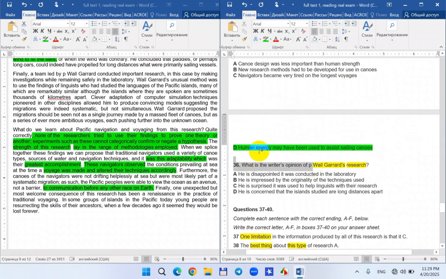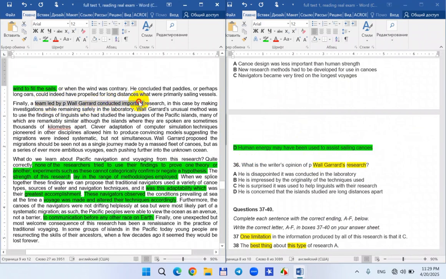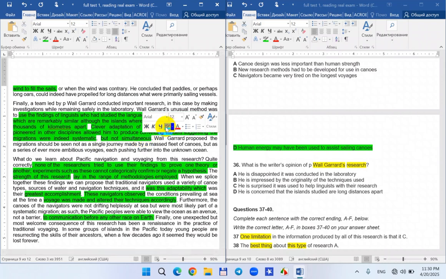And this one is left. What is the writer's opinion? Okay, let's read. The team led by conducted most of the investigations while remaining safe in the laboratory. His unusual method was to use findings from linguists who had studied the languages of the Pacific Islands, many of which are remarkably similar, although the islands where they are spoken are sometimes thousands of kilometers apart. A clever adaptation of computer simulation techniques pioneered in other disciplines allowed him to produce convincing models suggesting the migrations were indeed systematic. Now they were actually systematic, not related to luck, but not simultaneous, not at the same time.